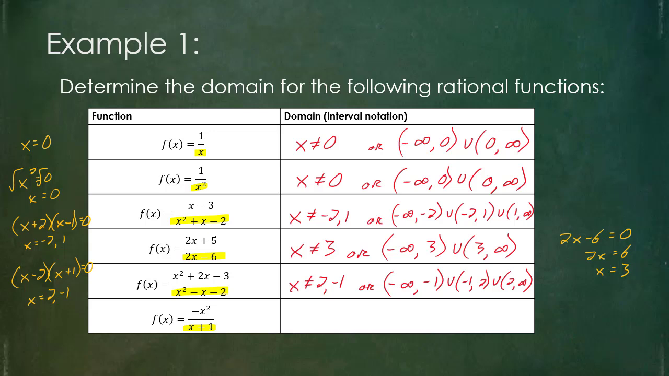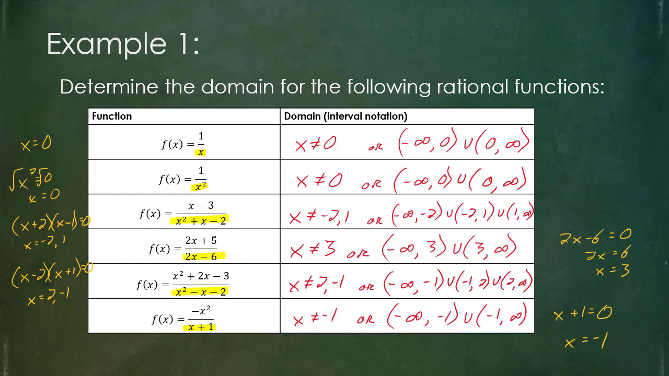Very last one, relatively straightforward. Just set x plus 1 equal to 0. Subtract 1 from both sides, I get x equals negative 1. So for this one, I would just have x cannot equal negative 1, or negative infinity until negative 1, leave it off with a parenthesis, and pick up on the other side of negative 1.